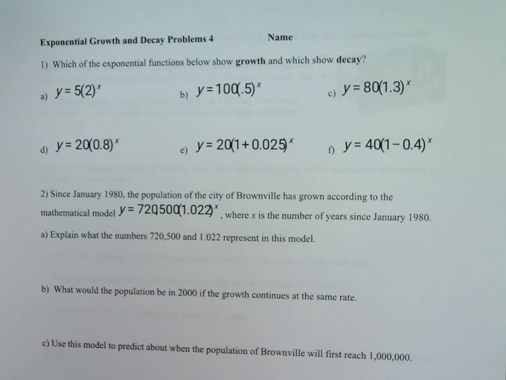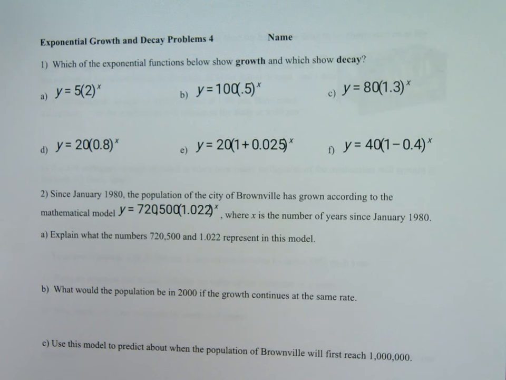That's the starting number, the starting population. When? 1980, because this model is the number of years since January 1980. So in January 1980, the population of Brownville was 720,500. So what's the 1.022? That's the increase rate. It's increasing 2.2% per year since 1980. So our growth factor is 1.022.